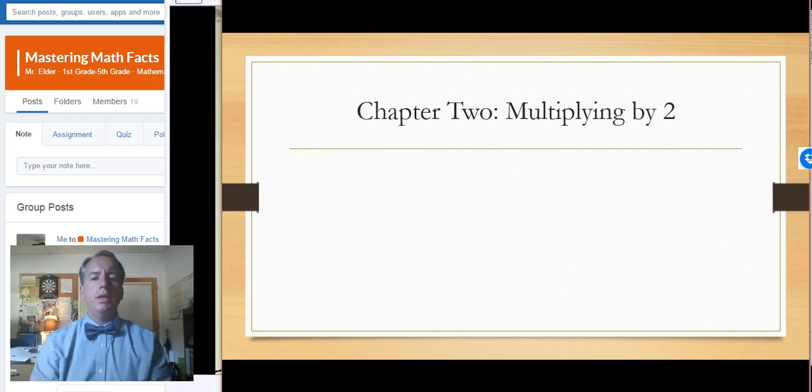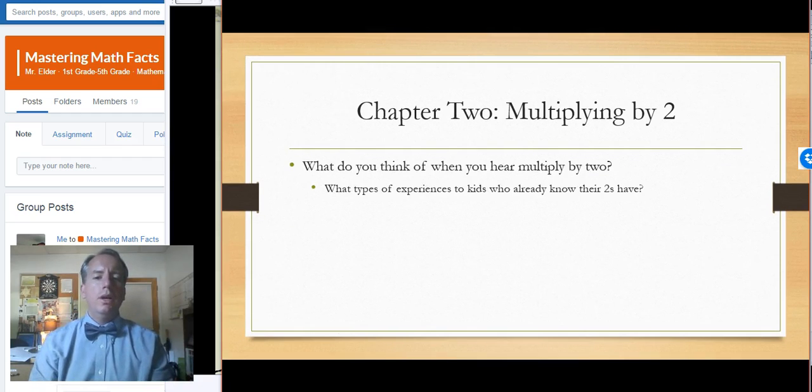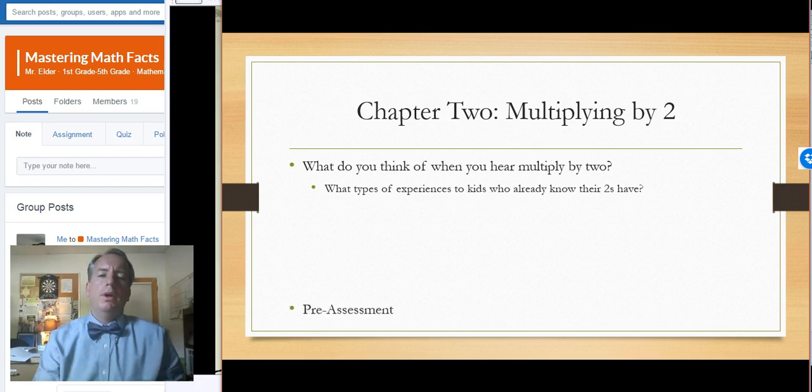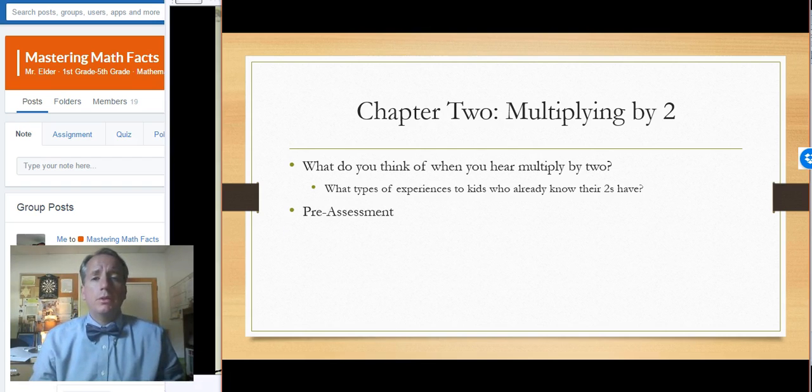So as we begin this session, we ask the question, what do you think of when you hear multiplying by 2? And we also ask, what kind of experiences do our kids have? The ones that come to us already knowing multiplying by 2, they just get it, they understand how it works. Not just that they know the answers, but they really understand it. What kind of things do they know? We may have hinted to those a minute ago, but you might have thought in terms of pre-assessing kids that there are certain things they're going to show you, right?